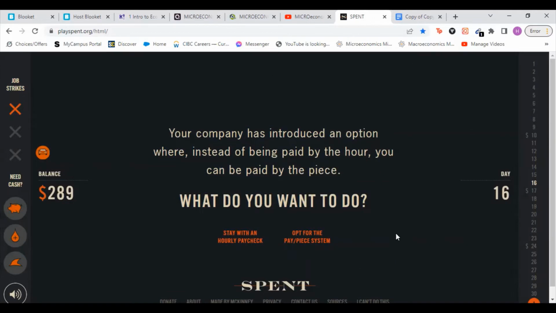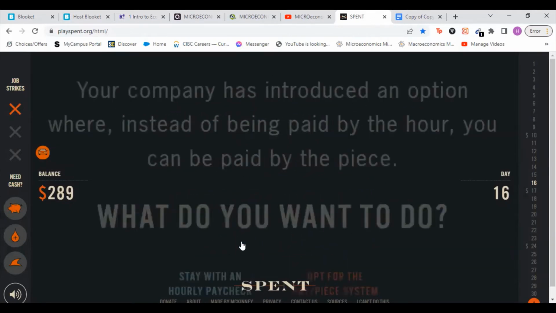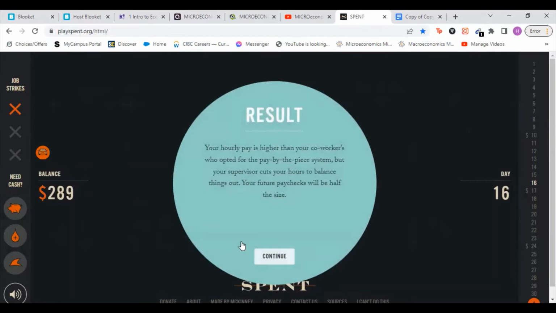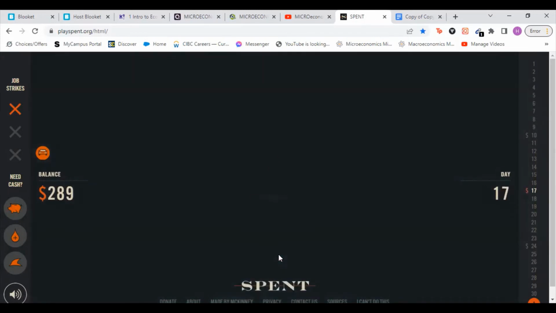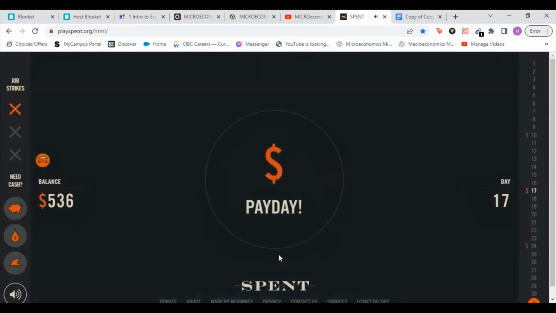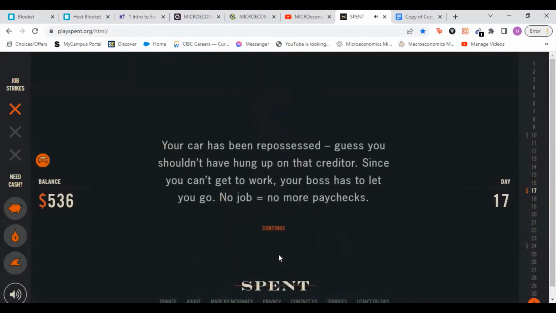Probably stay with the hourly paycheck. Your hourly pay is higher than your coworker who opted for the paid piece system, but your supervisor cuts your hours to balance things out. Your future paychecks will be half the size. You made the right choice for that one.